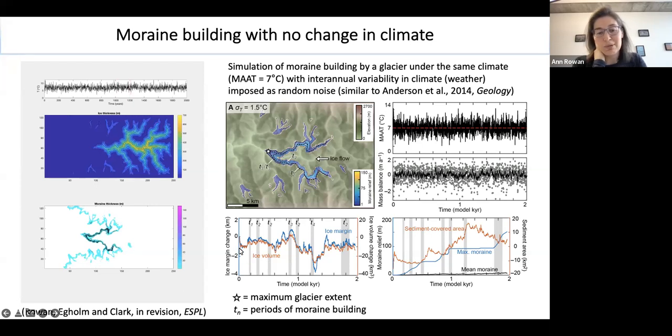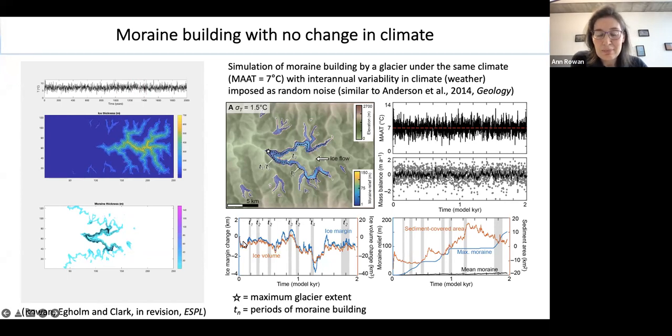And then these plots at the bottom show the ice volume and ice margin change over time, and the change in the sediment covered area and the maximum height of the moraine over the same time. The grey shaded bars show periods of moraine building, when the glacier is depositing sediments to form distinct crests that appear to be ice marginal moraines.